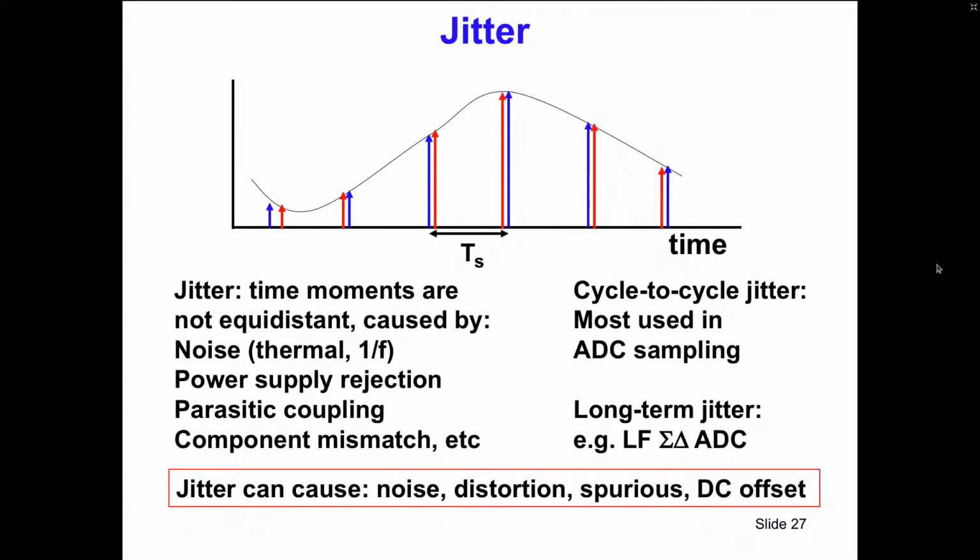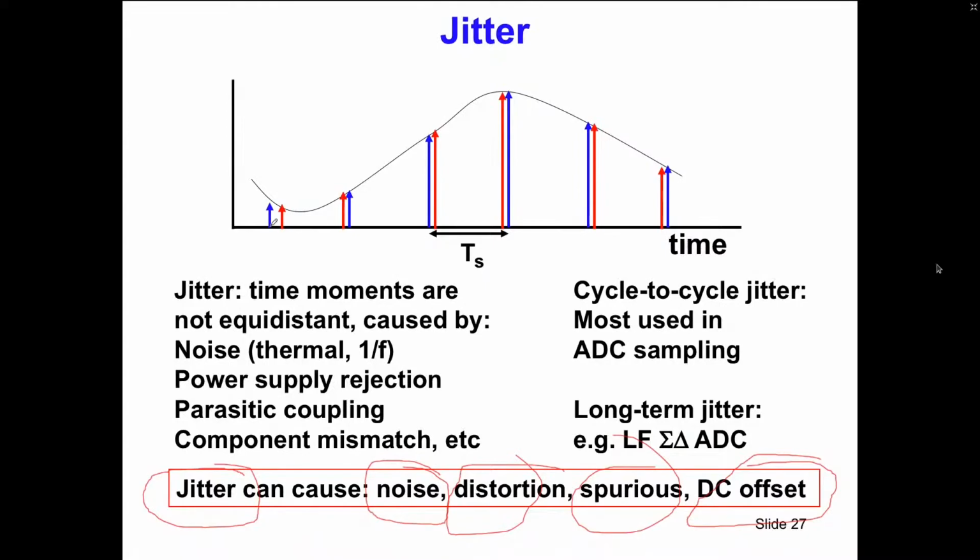Well, let me move to the last of the sampling problems, and that is probably also one of the most nasty ones. Jitter. In my 41 years of industry experience, jitter is one of those sneaky snipers that shoots at you in the most impossible situations and creates trouble. The point is that jitter is not just noise. Jitter can cause distortion, can cause spurious, and believe it or not, it can cause DC offset.